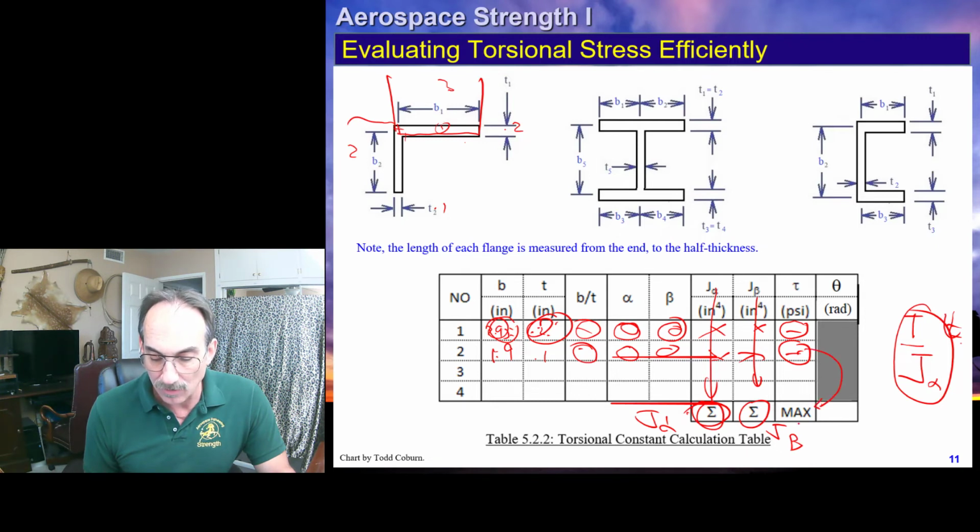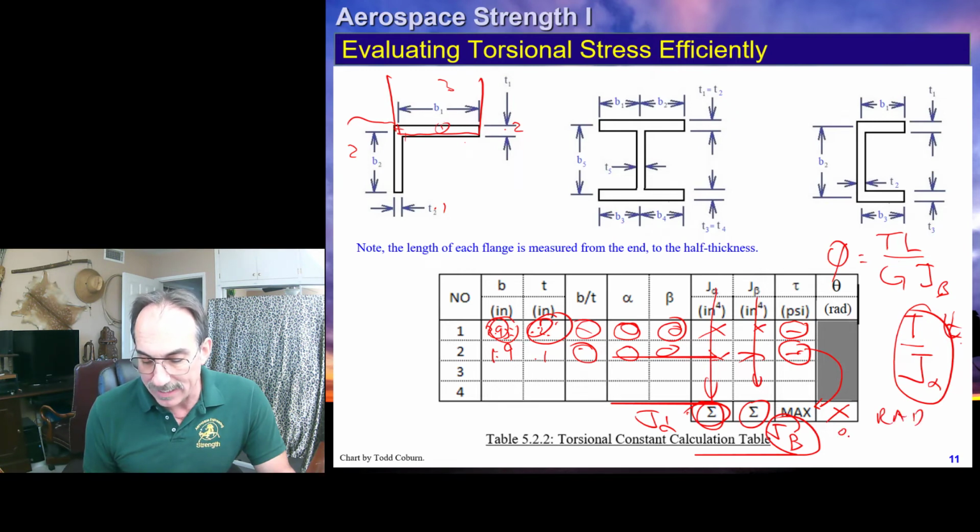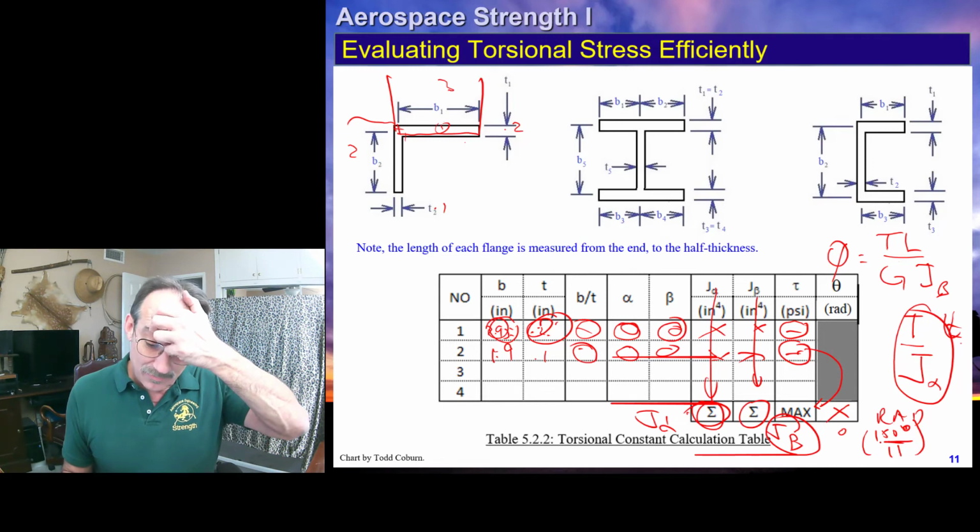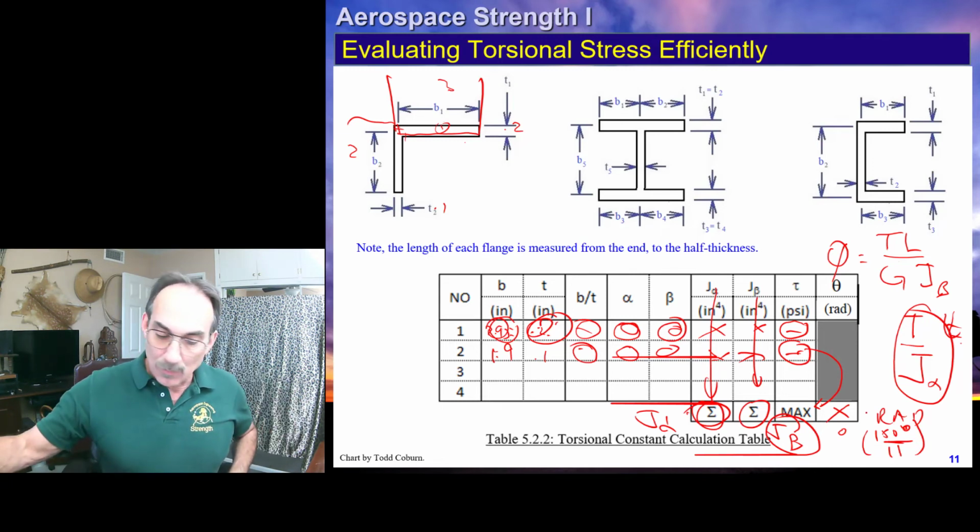That goes down here. For the beta, we're going to take the T on the total section, the L of the total section, over G of the total section, and the J beta of the total section. And that is our angle of twist, which we can write right here. That will be in radians. So if we want to convert that to degrees, we will have to multiply that by 180 degrees per pi radians, or 360 degrees per 2 pi, and that will convert us.